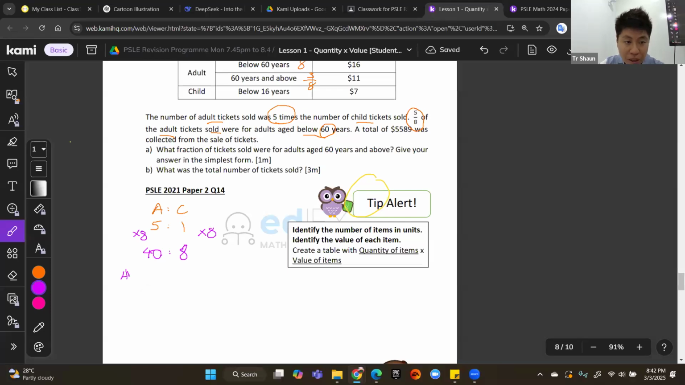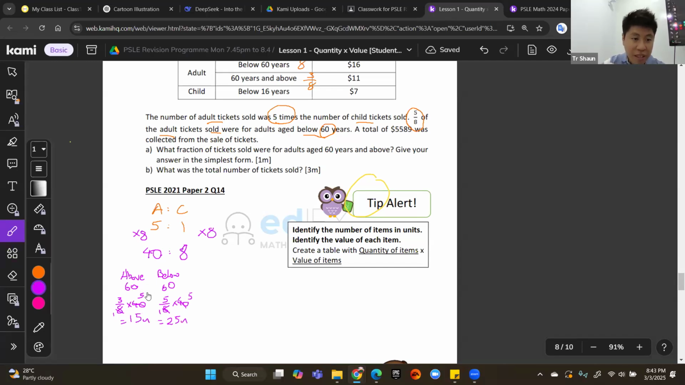So I have above 60. Above 60 is 3 out of 8, right? So 3 out of 8 of 40. Cancel, cancel. 5, 1 is 15 units. Okay, how about below 60? Below 60 will be 5 out of 8 times 40. Cancel, cancel. 1, 5 will be 25.